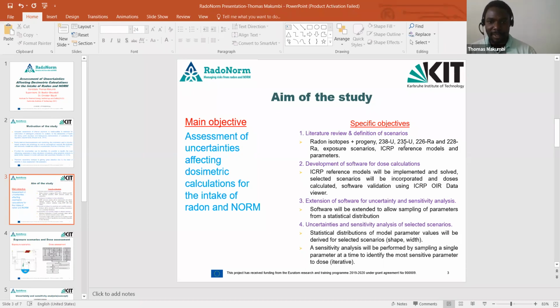Then after that, I'll need to extend this software to be able to account for the uncertainties and sensitivities in the model parameters. So the software should be able to come up with a statistical distribution of the models in terms of shape and size or width. And lastly, I'll use this software to perform uncertainty and sensitivity analysis of the selected scenario.